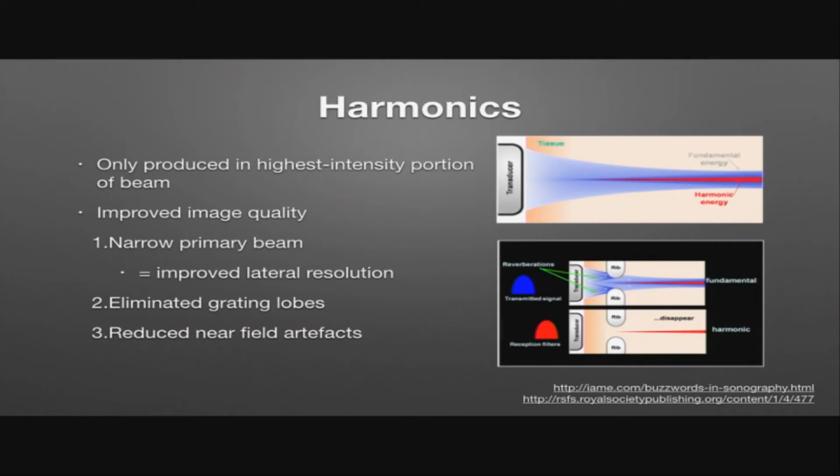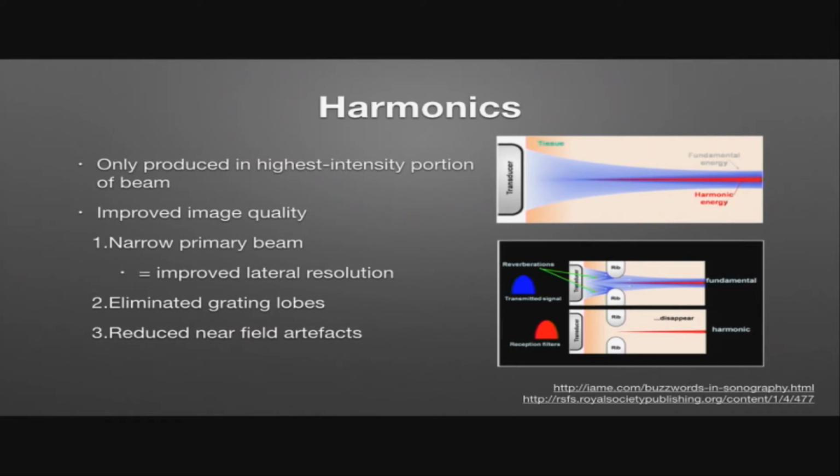If it's in there during the highest intensity portion of the beam where we're focusing, and if we just focus on the harmonics from those areas, that means we're just interested in those echoes that are being produced from the area of focus. And that is going to try and improve our image quality, because at that focus zone, we are going to have a narrow primary beam that we're looking at.